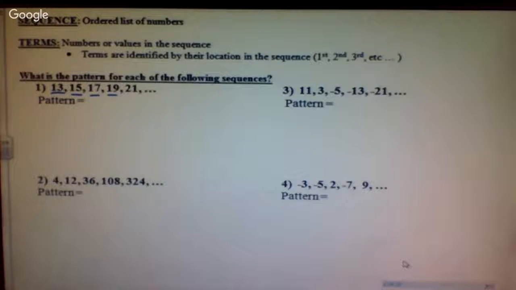So, back to the patterns that we just got done doing. What is the pattern in number one? What is happening? Plus 2. So, our pattern is to add 2. Number 2, we go from 4 to 12 to 36. You said what? Times 3.